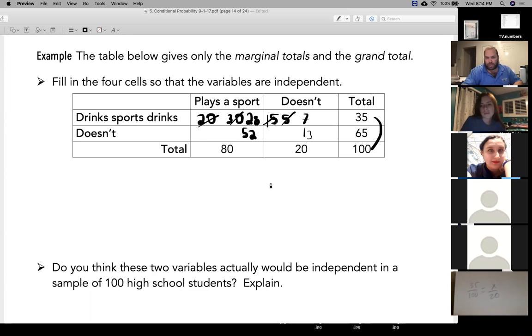That's exactly it. Okay, thank you. Yes, that would have worked: 35 over 100 equals x over 20, and that would have given you 7. Exactly. Now, do you think that these two variables actually would be independent in a sample of 100 high school students?